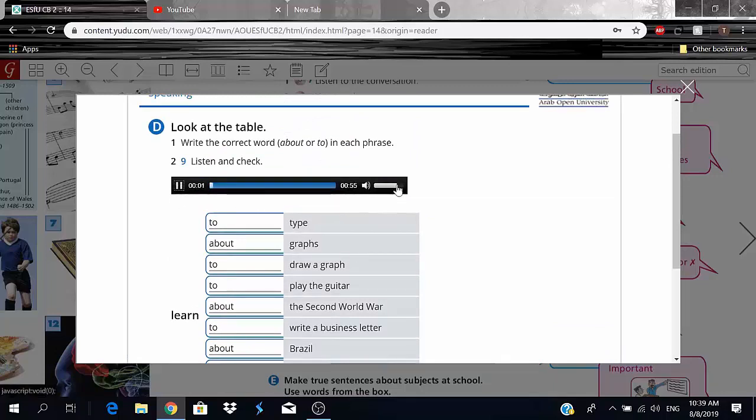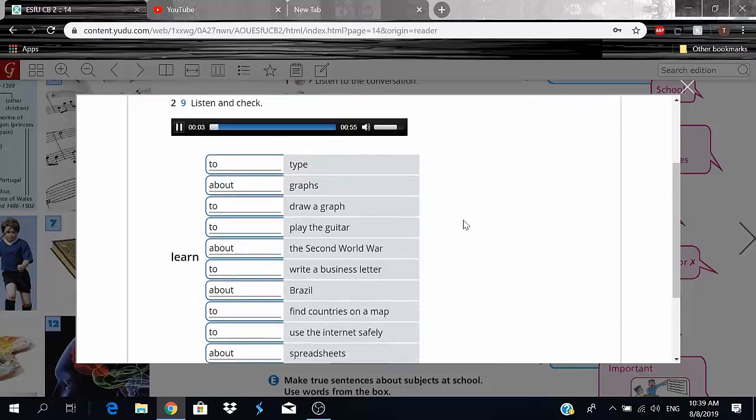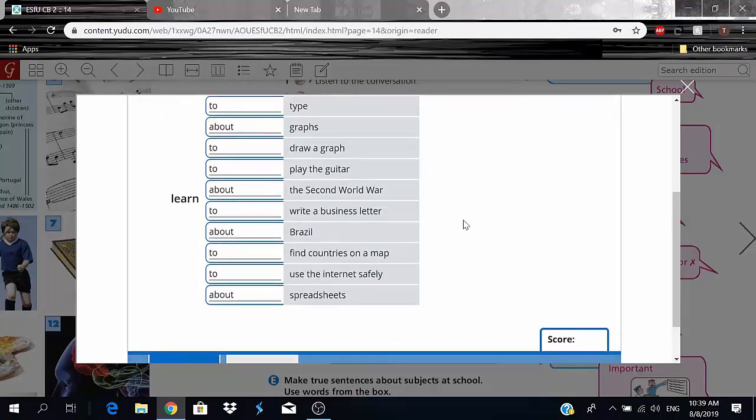Exercise D2. Listen and check. Learn to type. Learn about graphs. Learn to draw a graph.